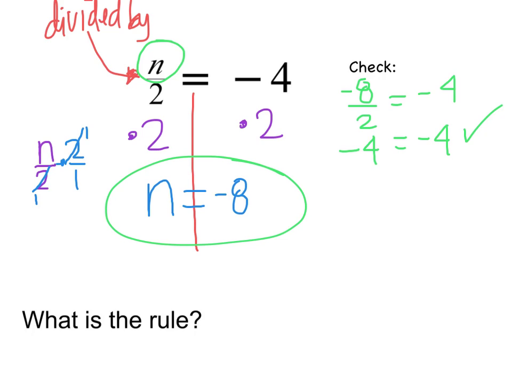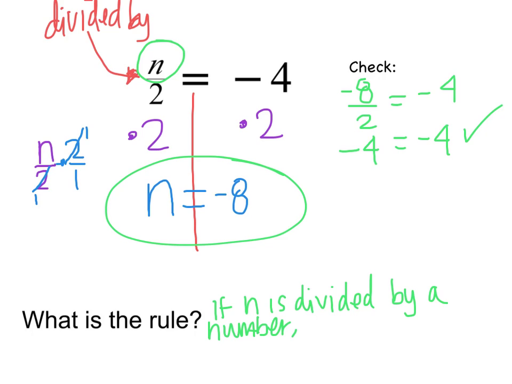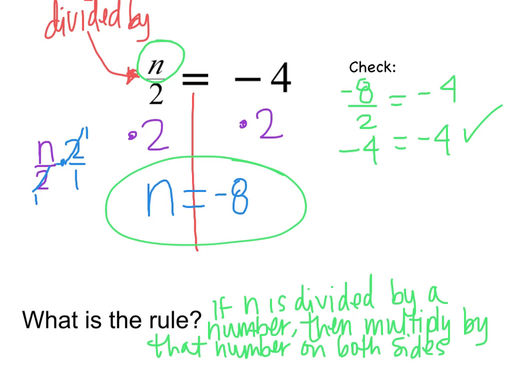So, what's the rule? Well, if n is divided by a number, then we want to multiply by that number. And remember that we want to do this to both sides so that we keep our equation balanced.